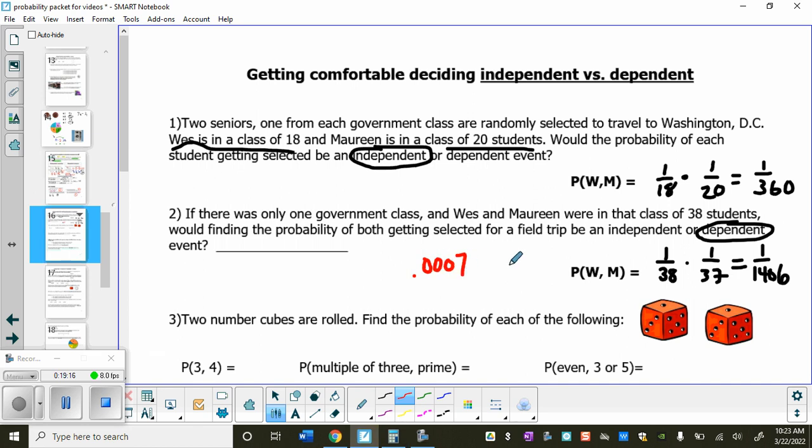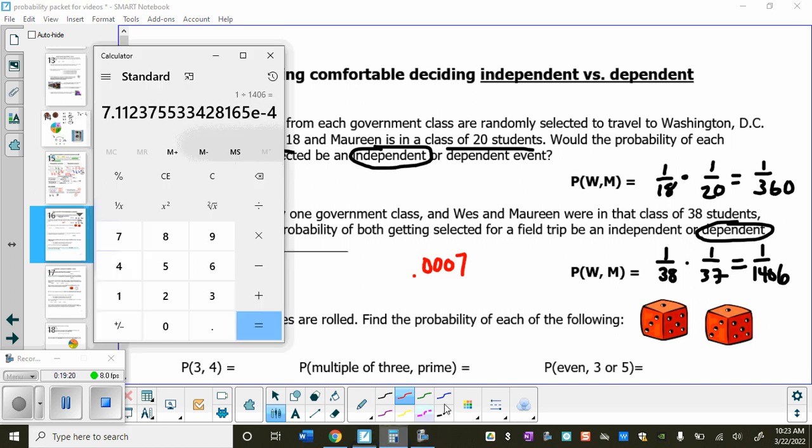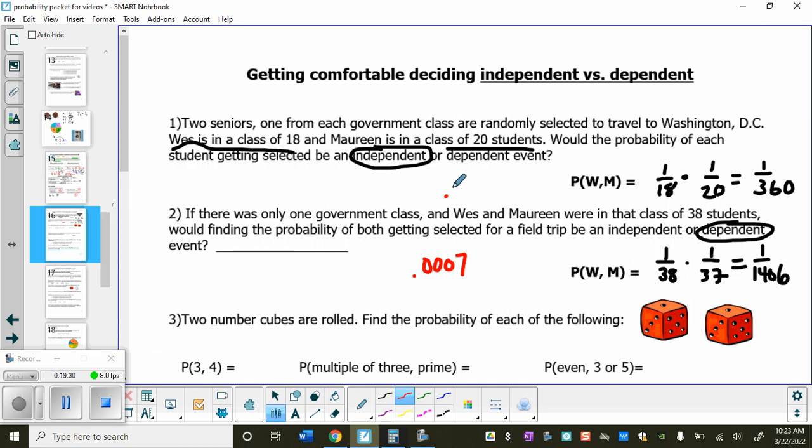So this is the chance that Wes and Maureen are going to be the 2 that get picked, versus if they were in separate classes and we wanted that to be the pair that got picked. 1 divided by 360 here is 0.002. So there's a 0.2% chance that Wes and Maureen are the 2 that get selected.